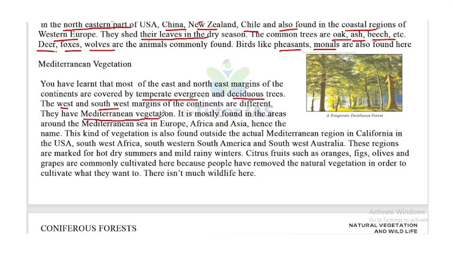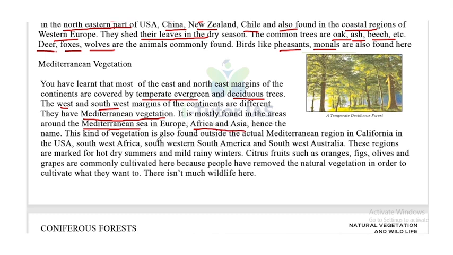Mediterranean vegetation is found in the west and southwest margins of the continents. It is mostly found in the areas around the Mediterranean Sea, in Europe, Africa, and Asia. So that's why it has the name Mediterranean forest.